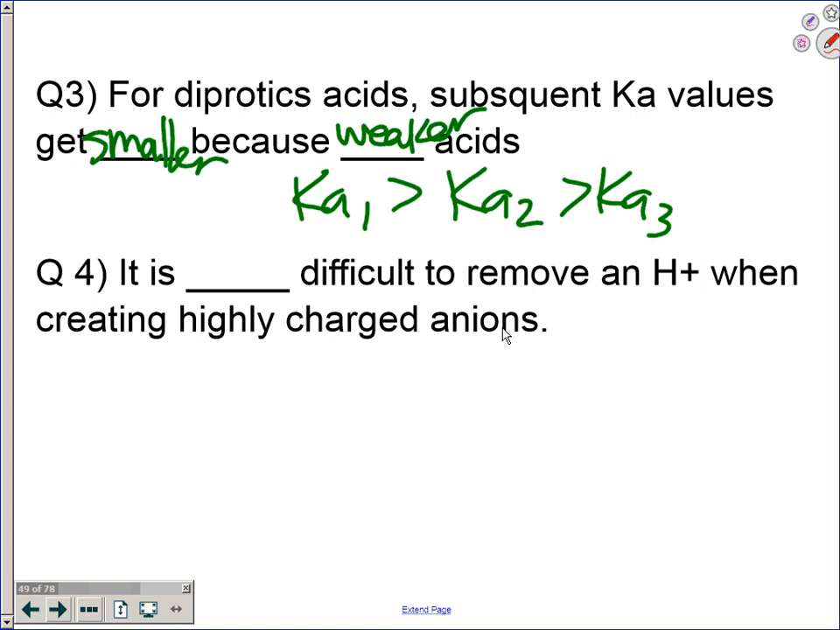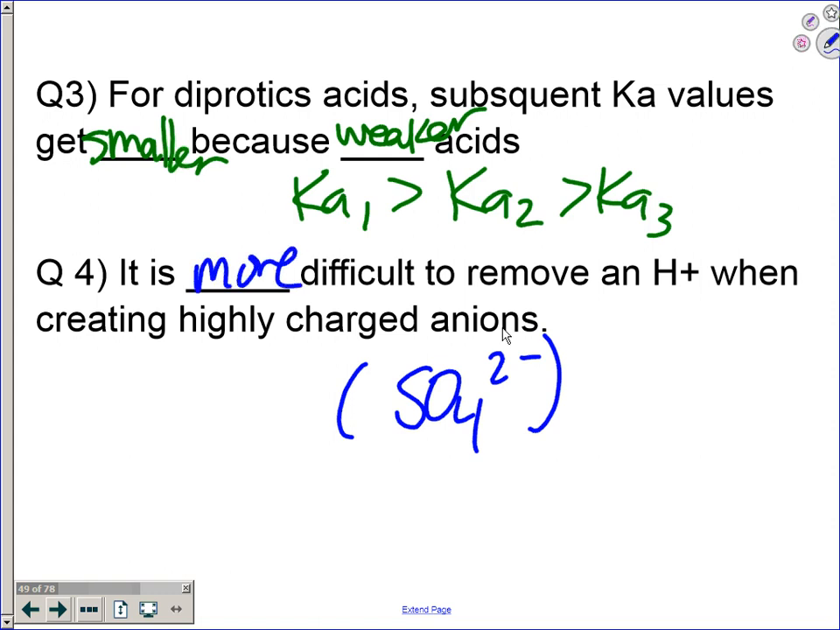And then, reminder, and this is related: it is more difficult to remove an H+ when you're creating a highly charged anion. A highly charged anion would be something like sulfate with a 2- charge. It'd be more difficult because you're forming sulfate from bisulfate with a 1- charge. A 1- charge already has a strong attraction to a plus because negatives and positives attract. So if you're trying to take this H+ off, you're going to have a pretty difficult time.